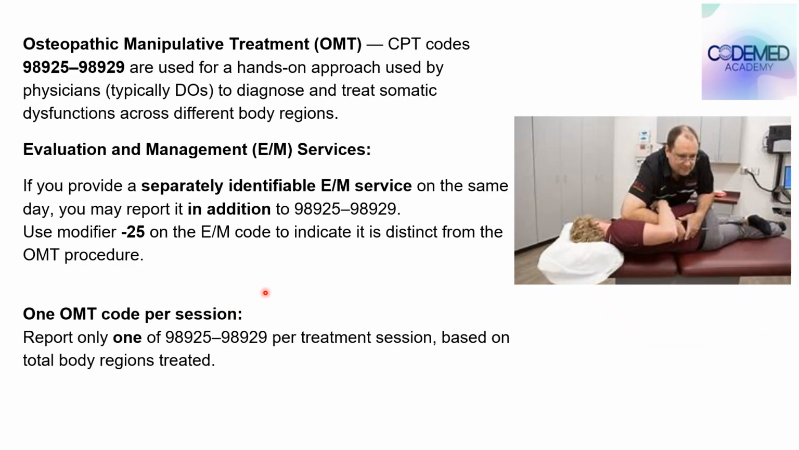Now the next important topic is osteopathic manipulative treatment, which is called OMT. The CPT code range is in this category, and they are used for a hands-on approach by the physician to diagnose and treat somatic dysfunction across different body regions. And if you provide a separately identifiable E/M service on the same day, then that service may be reported by using the modifier 25. OMT codes have various body regions, and depending upon the body region and the code language, we decide the code.